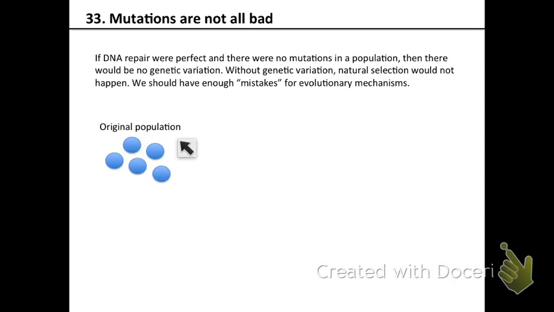For example, what you have is the original population with some cells here. They're all blue, so they have exactly the same genotype. And then there could be some mutations in some of them. If they don't cause any problem, they will just stay in the population, right? And they will just be there.